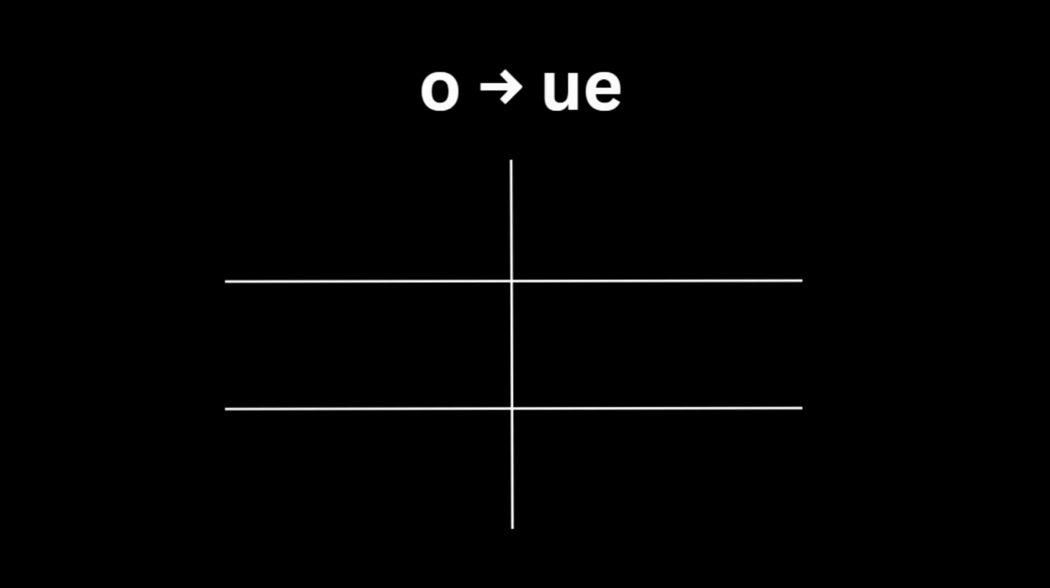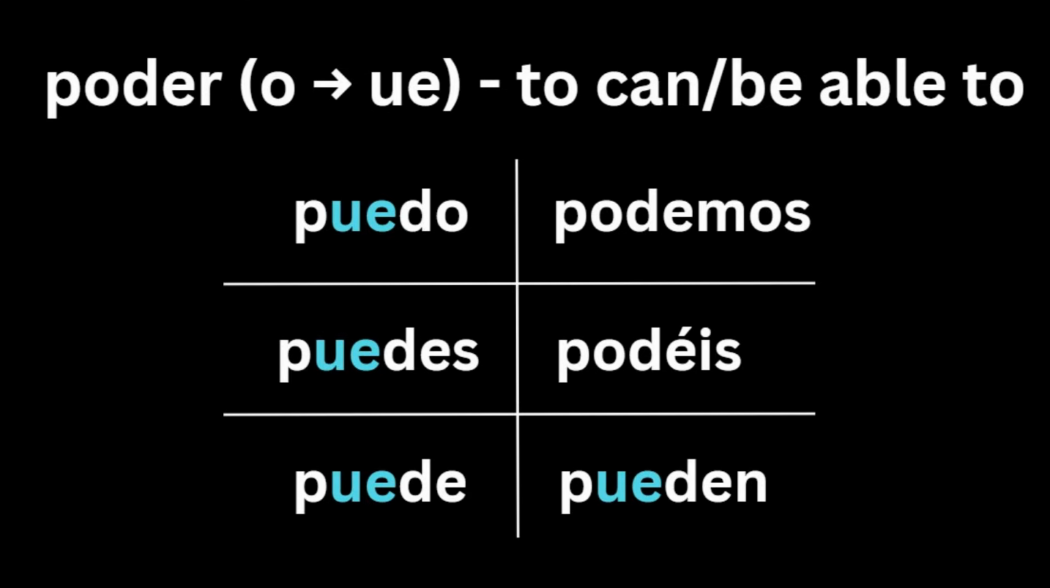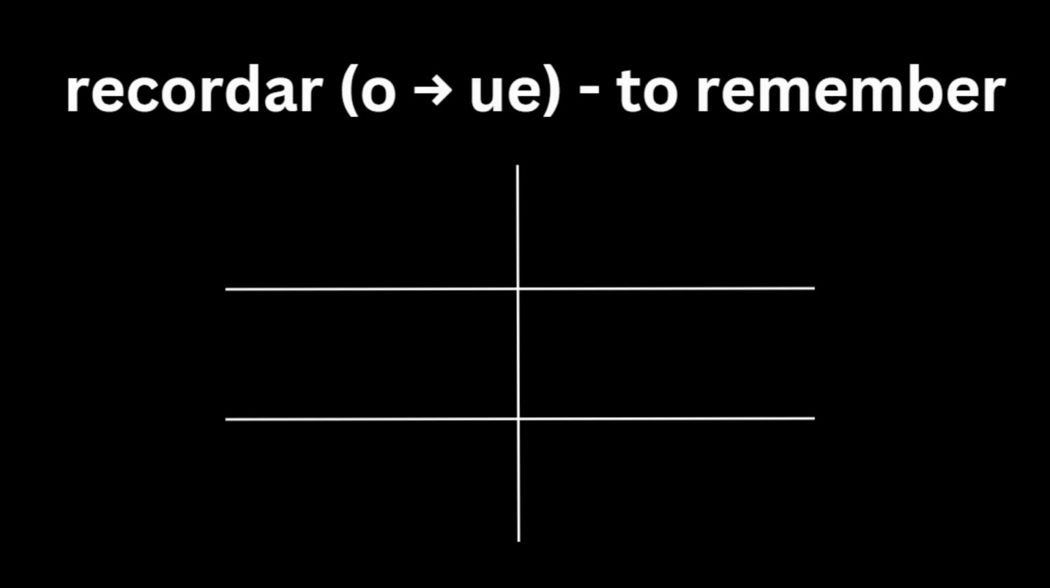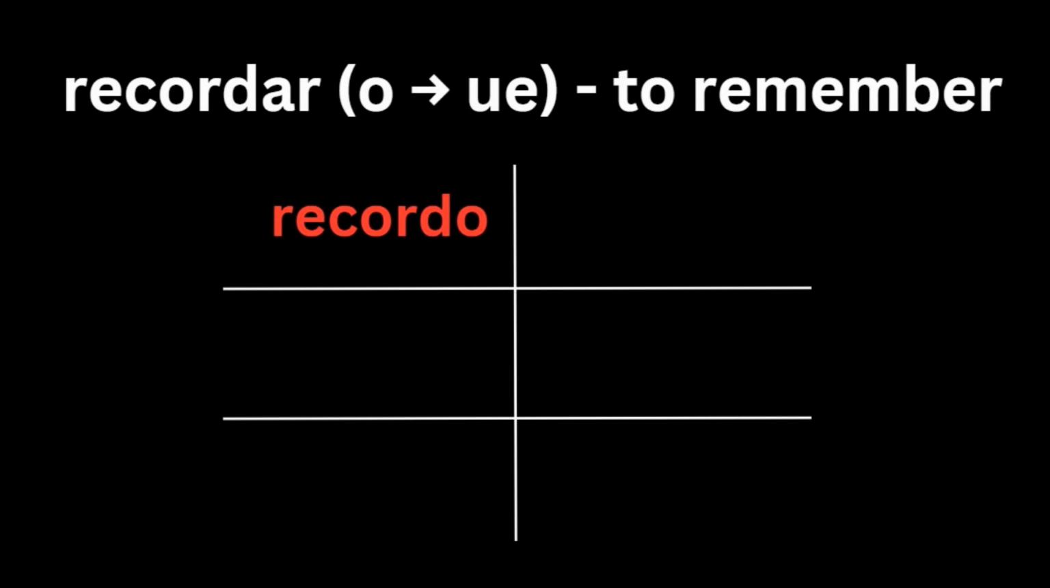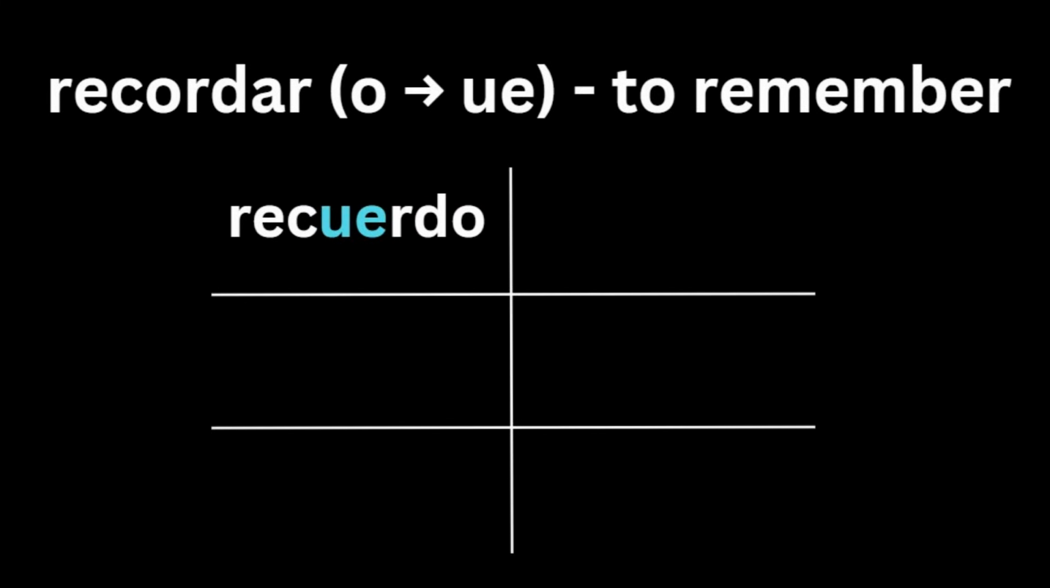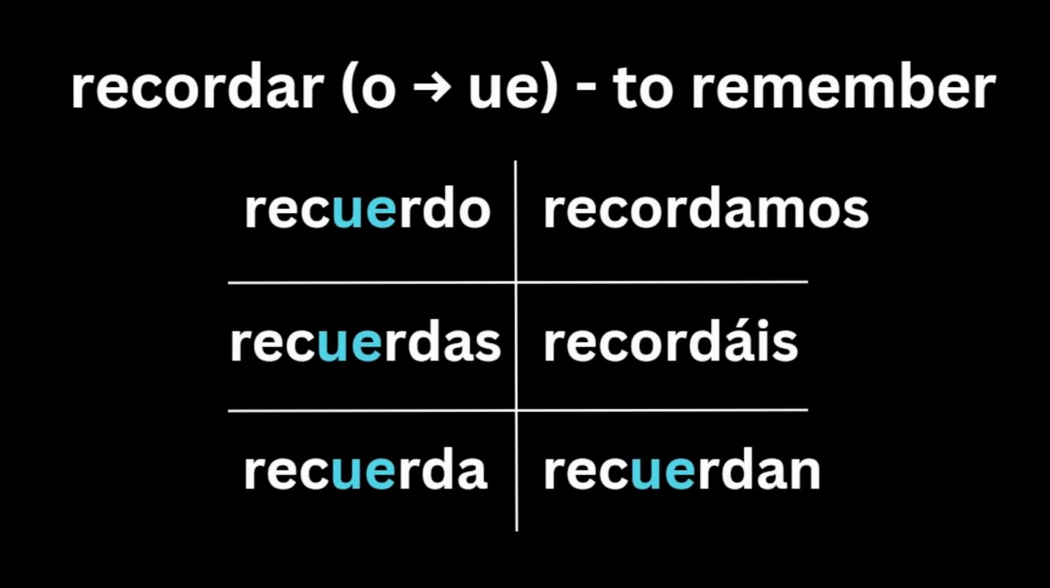Next up, there are verbs that change from o to ue, and I actually covered a useful verb like that in one of my previous videos, which is poder, but for the sake of learning, let's use a different useful verb like recordar, which means to remember. Instead of saying yo recordo, you need to say yo recuerdo, which sounds better when said, and the same concept applies to the rest of the pronouns.